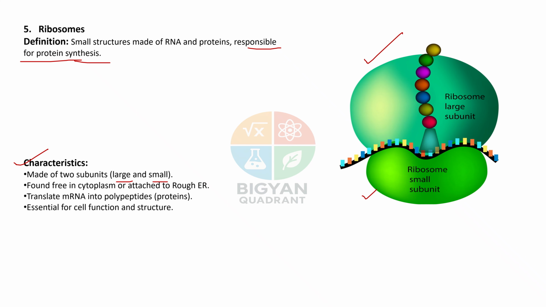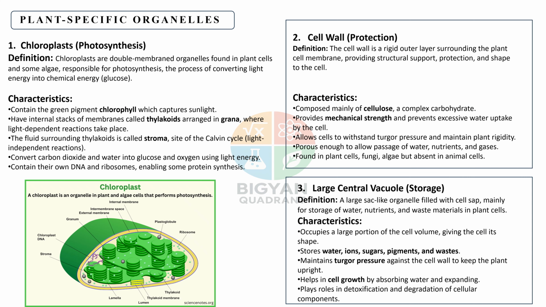Now the plant-specific cell organelles. The first one is the chloroplast. The chloroplast is a double membrane organelle found in plant cells and some algae, and it is responsible for photosynthesis, the process of converting light energy into chemical energy. So basically, what is the chloroplast?